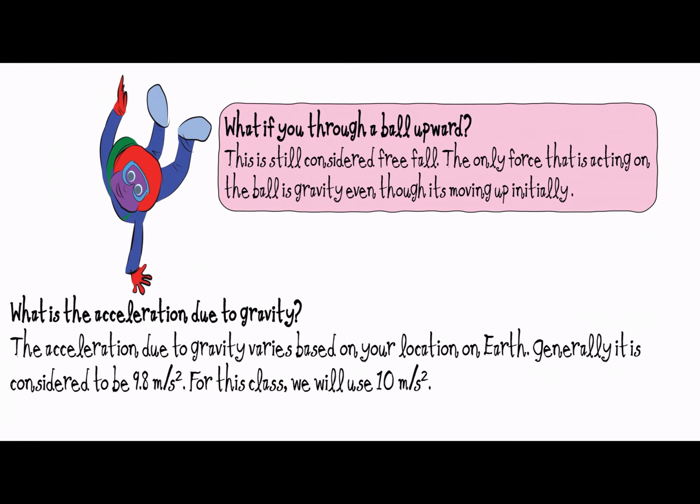The acceleration due to gravity varies based on your location on Earth. Generally, it's considered to be 9.8 meters per second squared. For this class, we will be using 10 meters per second squared.